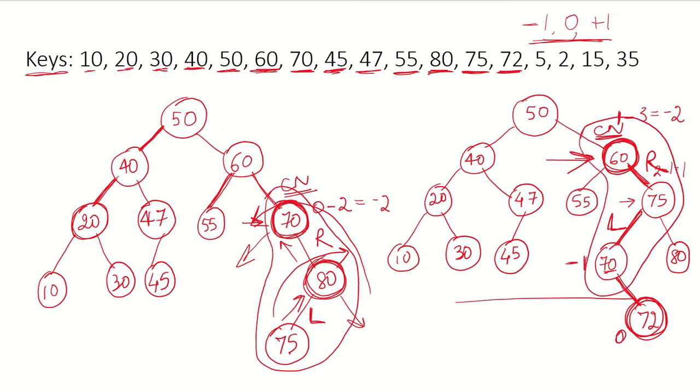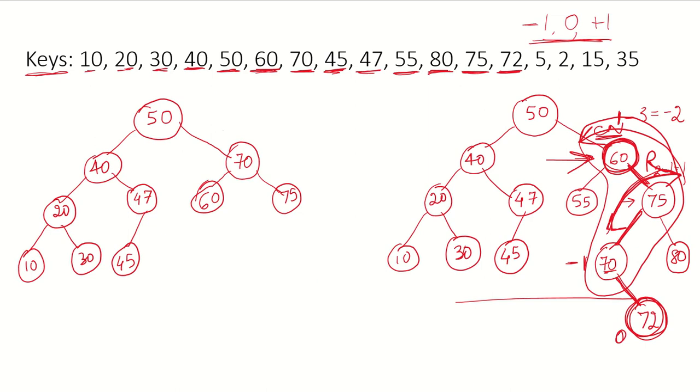These three nodes will be involved in this rotation. So what will be the structure of the AVL tree? First a right rotation and then a left rotation will take place. So right rotation means this rotation will take place, and after that the left rotation will take place. So what will be the new AVL tree? When these three nodes were rotated, we had an RL rotation.